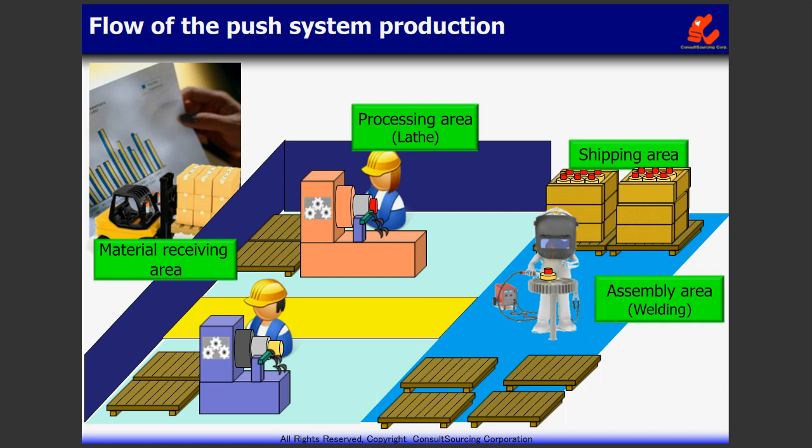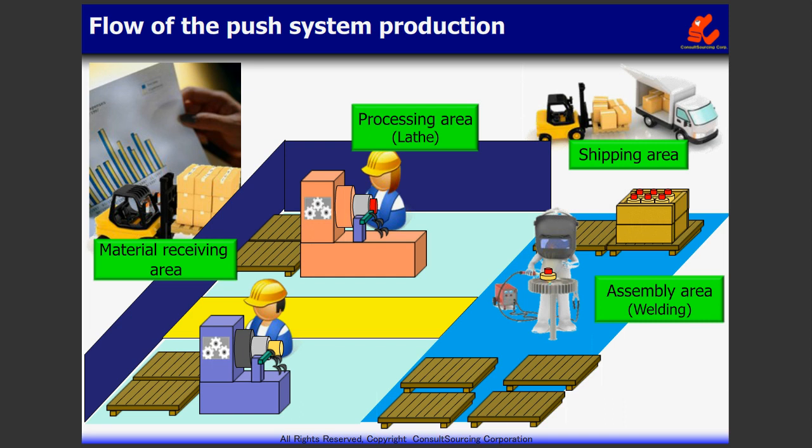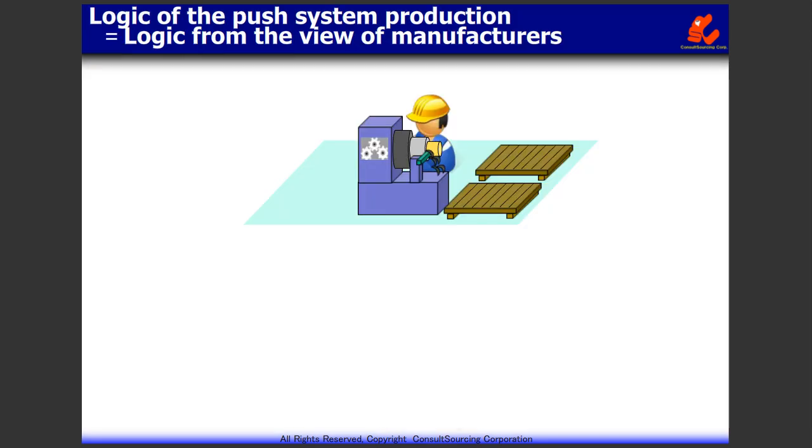Just like the processing line, the main target is to achieve an efficient production by minimizing the assembly and setup frequency. Products are shipped from the stock following the orders received. Now, let's sort out the logic of the push system production, which will later be compared with the Kanban production. The push system production is a production style that focuses on the logic of the manufacturer side.